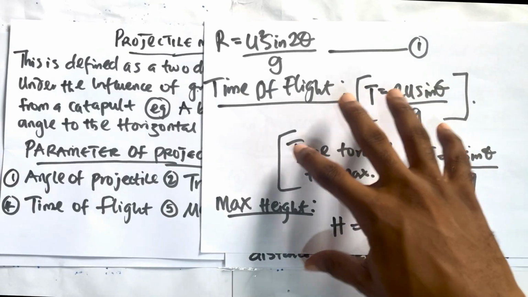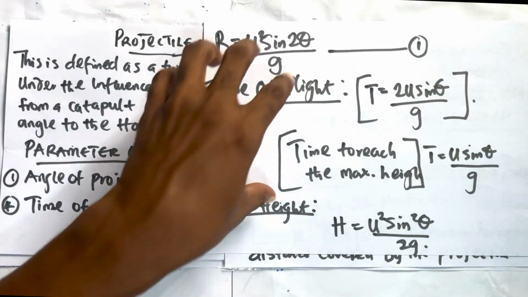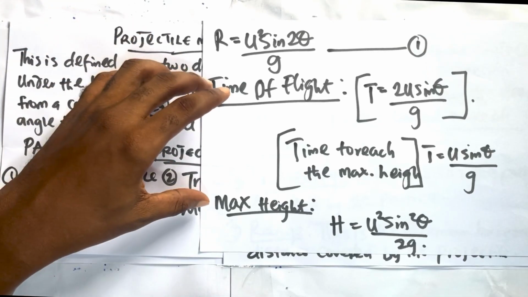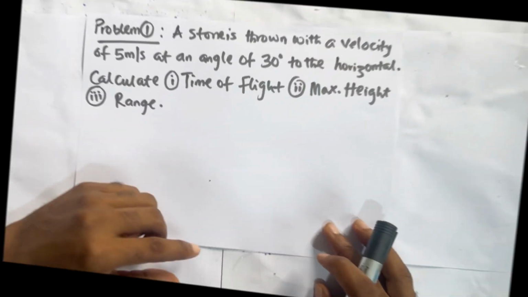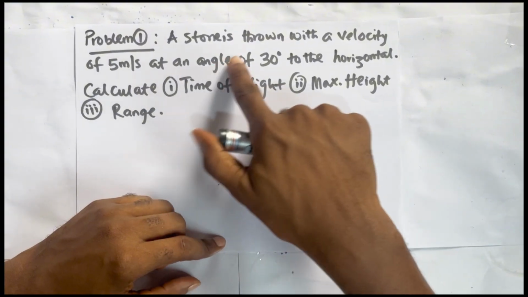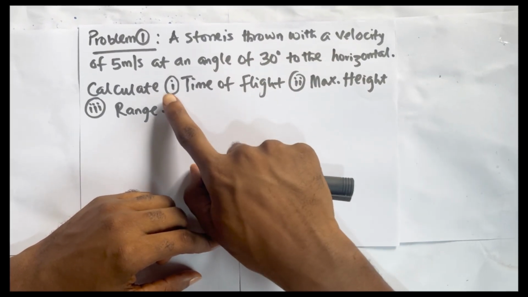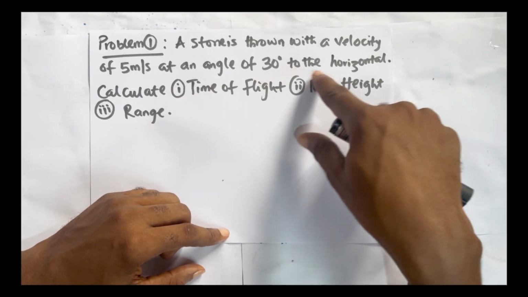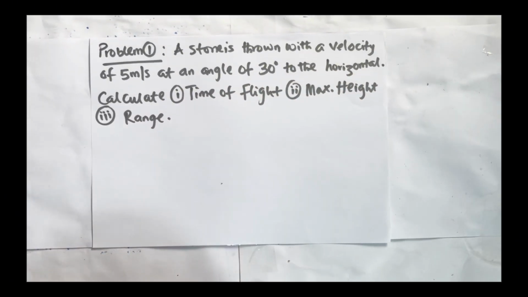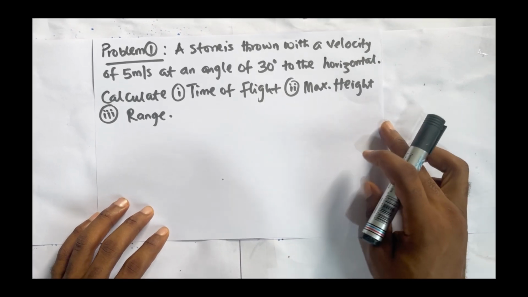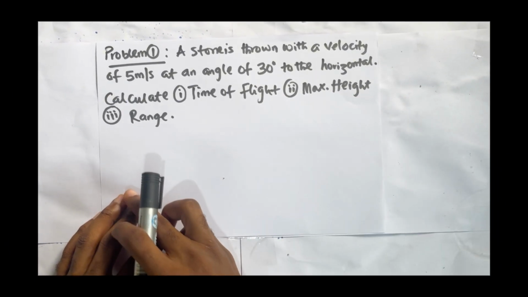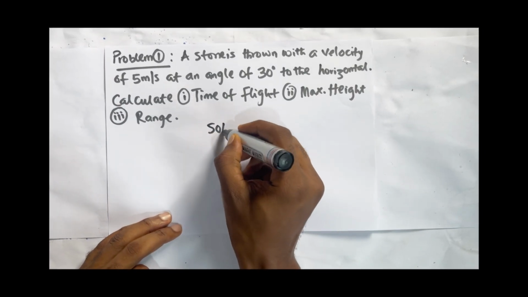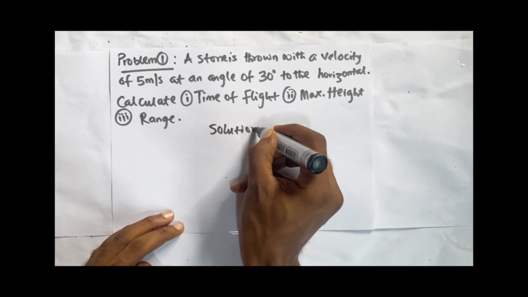We'll be looking at a problem that we can use these formulas to solve in projectile motion. A question was given: a stone is thrown with a velocity of 5 meters per second at an angle of 30 degrees to the horizontal. Calculate I, the time of flight, II, the maximum height, and III, the range. So let's dive in while we solve this problem.